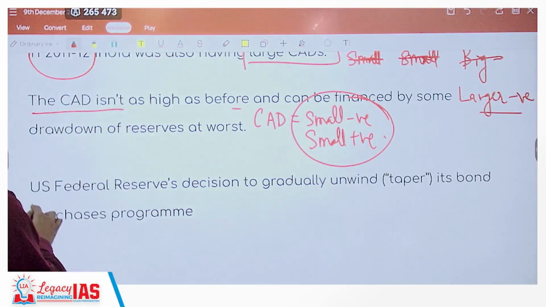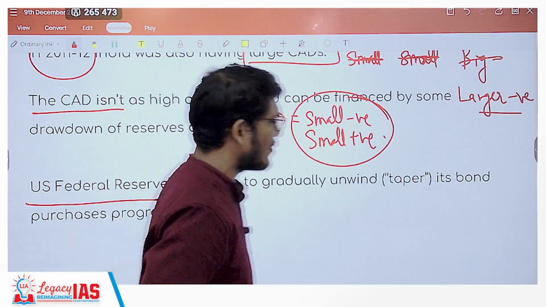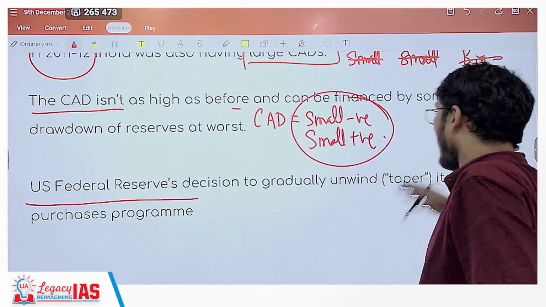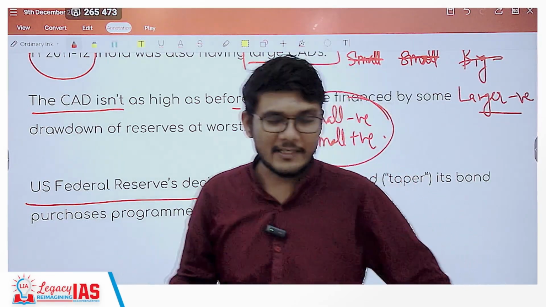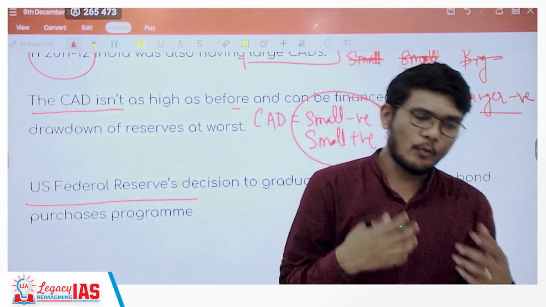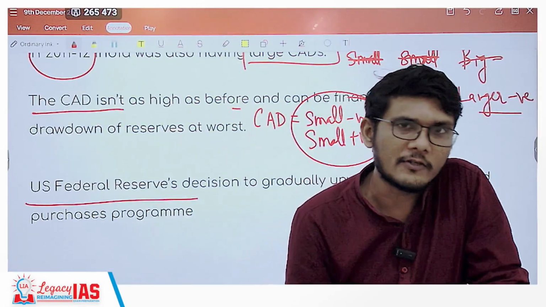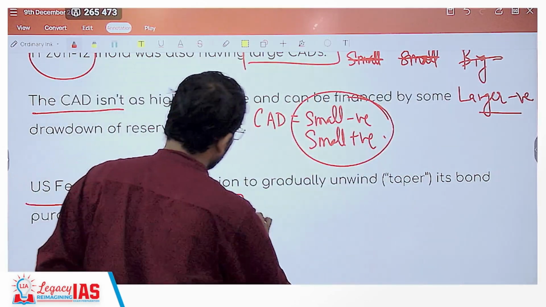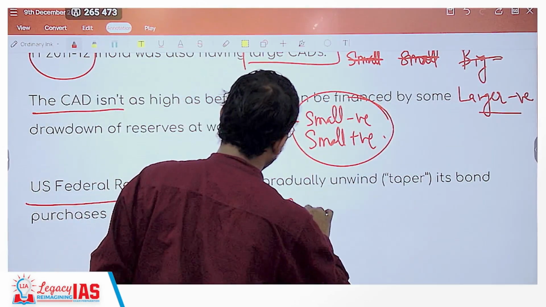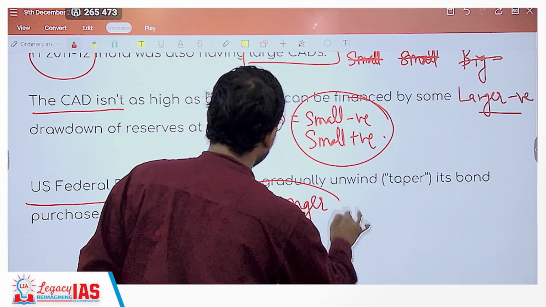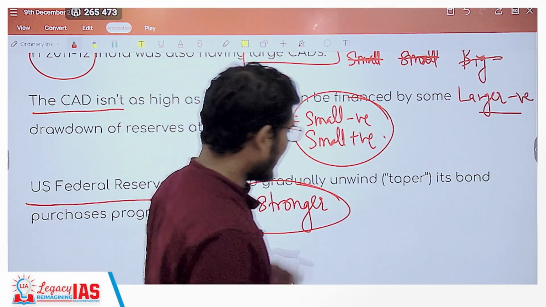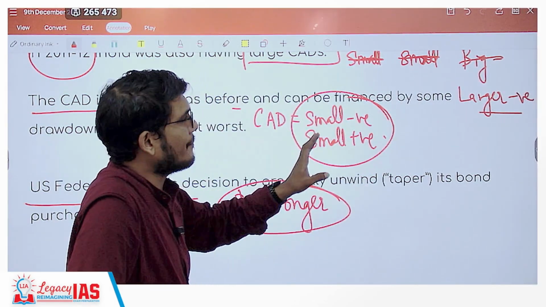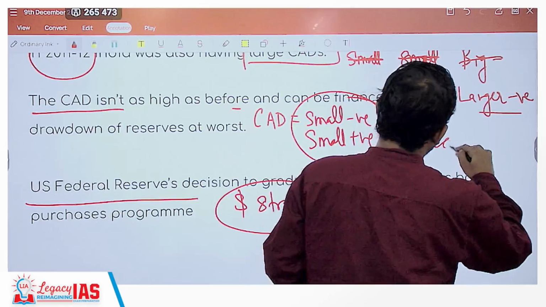Plus in 2011-12 there was the US Federal Reserve which was tapering, meaning unwinding the bond purchase program. It had started a bond purchase program through which it was purchasing bonds, but then it stopped that. Since it stopped that, what happened? The dollar became stronger at that time. Now that situation is again not present. Since that situation is also not present, this again would not be an impact. The only impact that remains is due to the capital account.